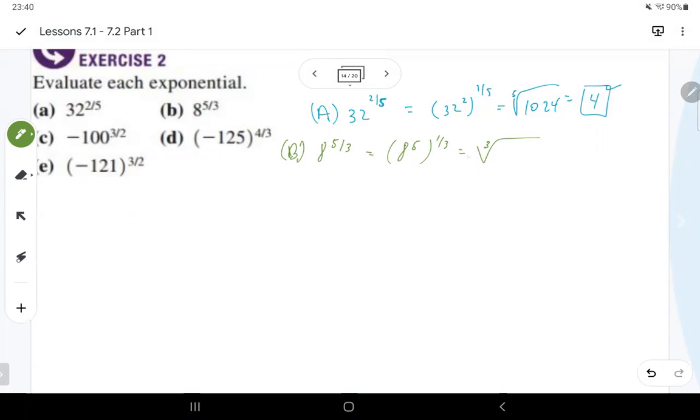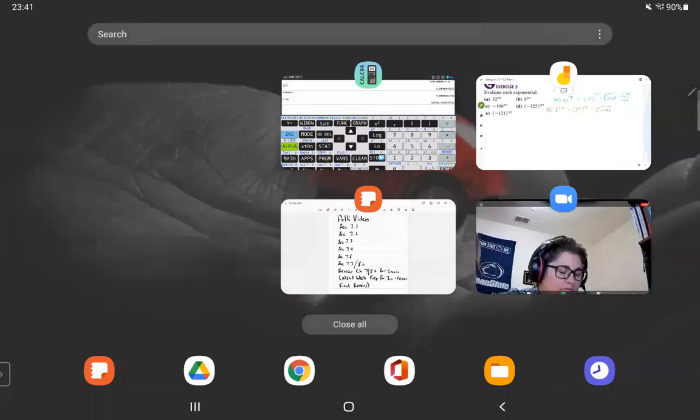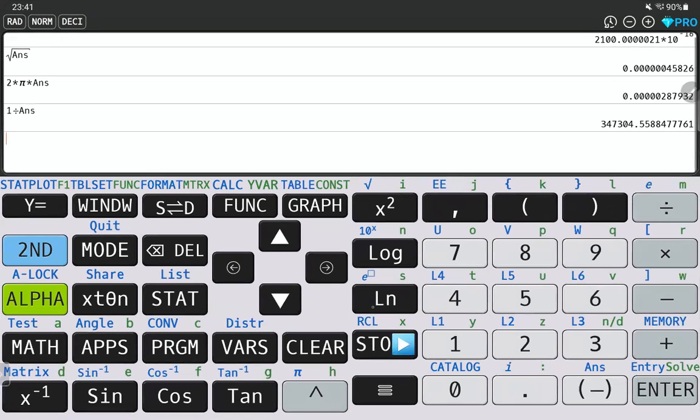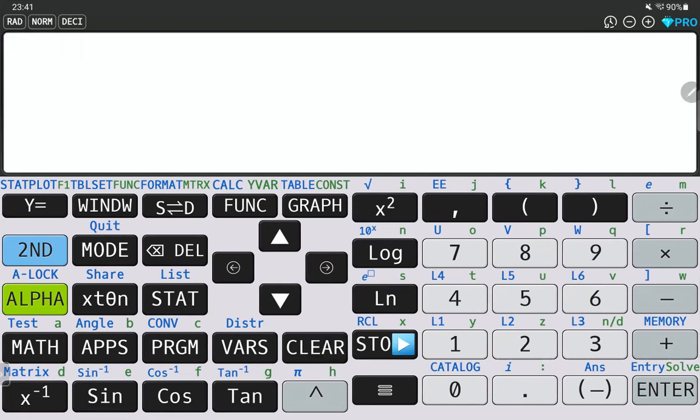Eight to the fifth power is 32768. You would probably need your calculator for this one, so I'll just show you how to do that. Let's clear what we have. And we're finding the cubed root of 8 to the fifth power. Okay, and we can see that it's 32.